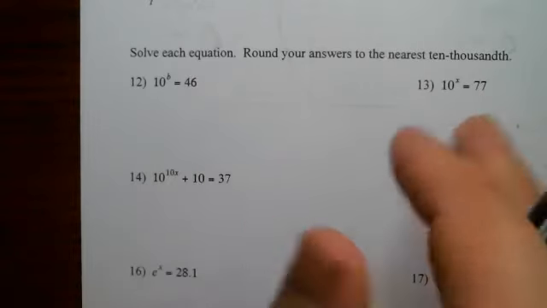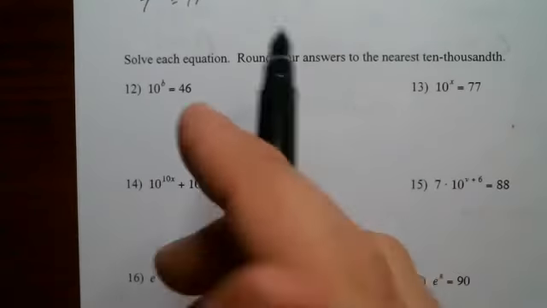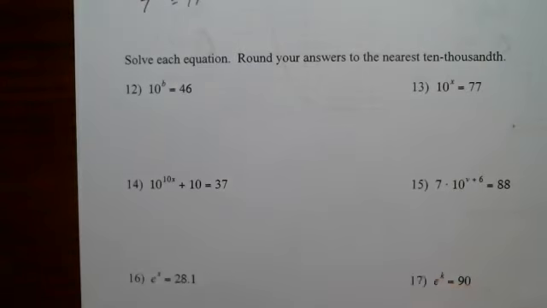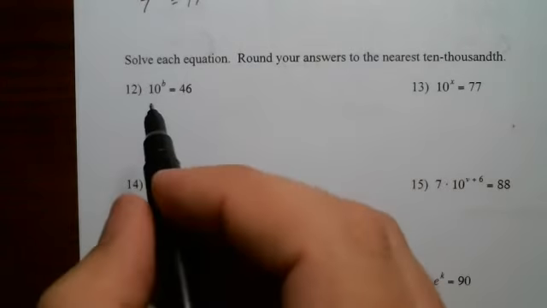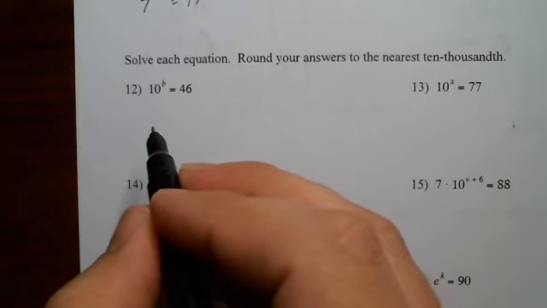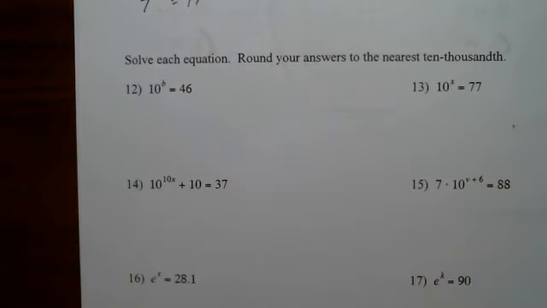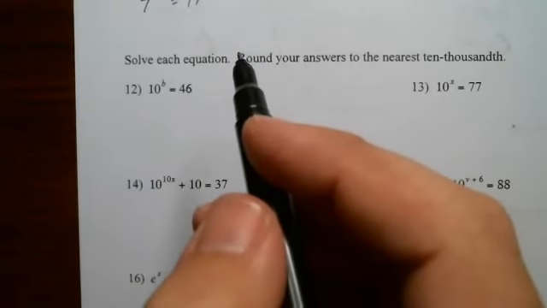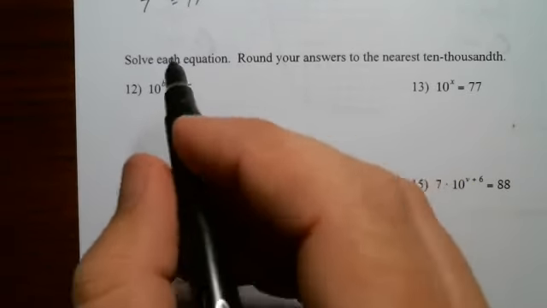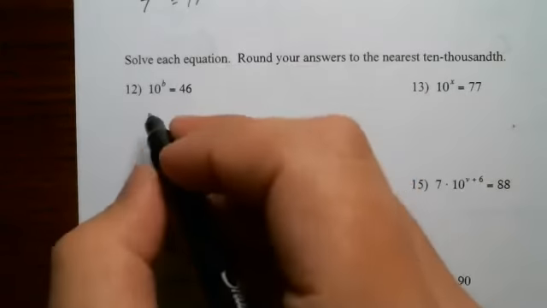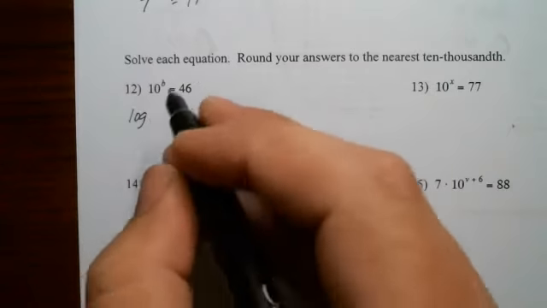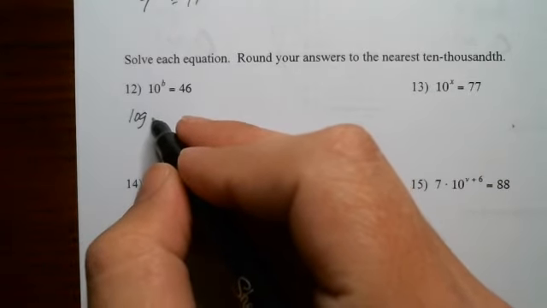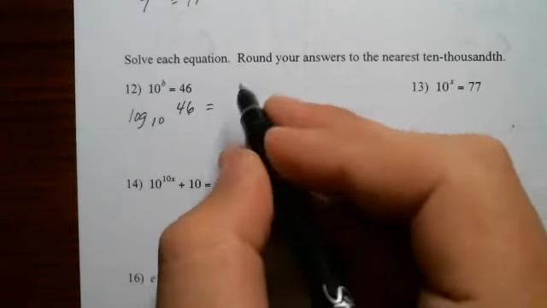This is called exponentiation. And what you must do is the inverse operation of exponentiation. What's the inverse operation of exponentiation? Anybody? If you want to find the exponent, it's a logarithm, right? So I say log base 10 of 46 is equal to b.